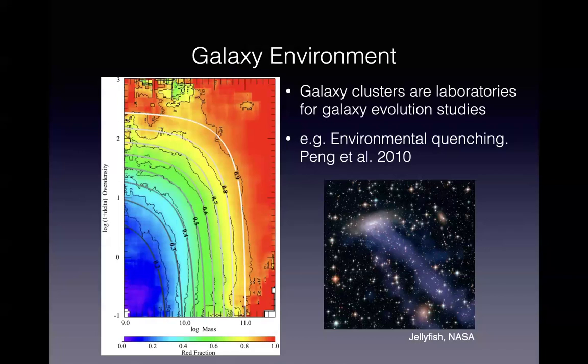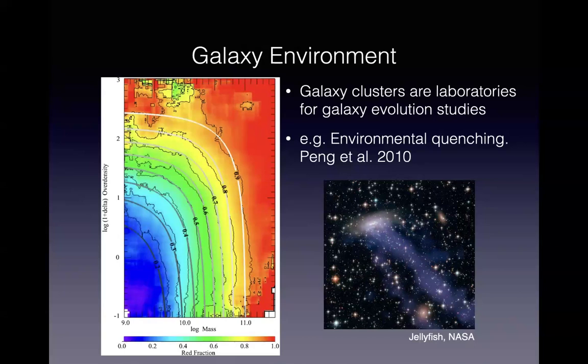So if you're in a very dense region, even if you're low mass, you'll be quenched, and you'll pretty much be quenched at all masses. And if you're a high mass galaxy, you'll be quenched regardless of your environment. And so if you're a high mass galaxy in a cluster, you're definitely quenched. And so environment has an effect on the full range of galaxy masses.